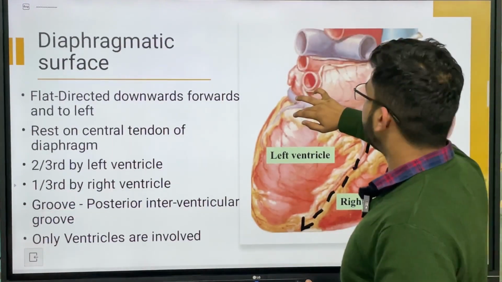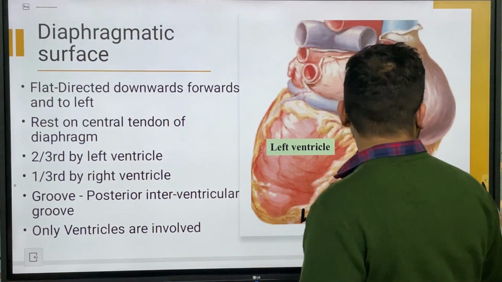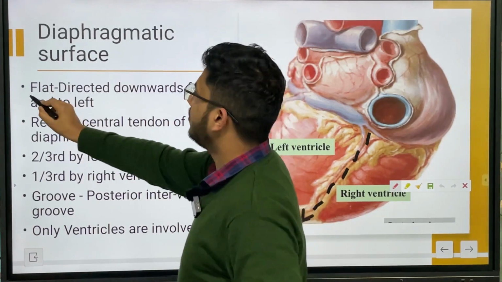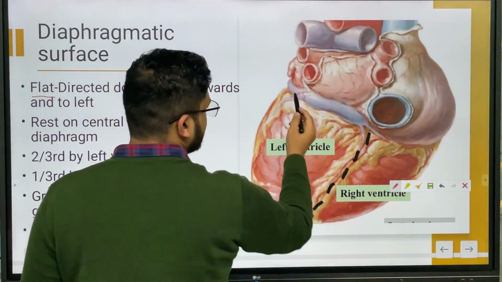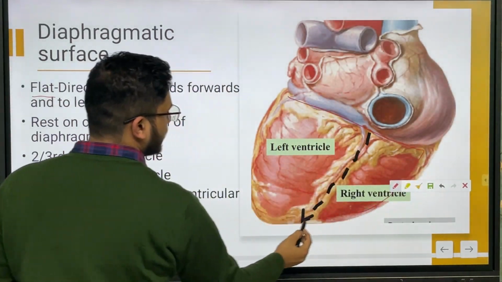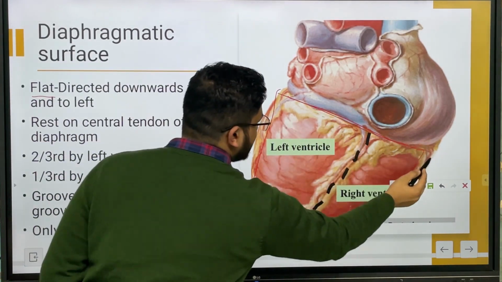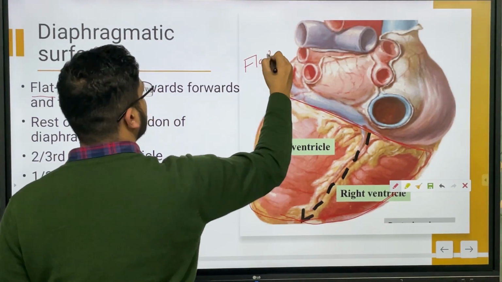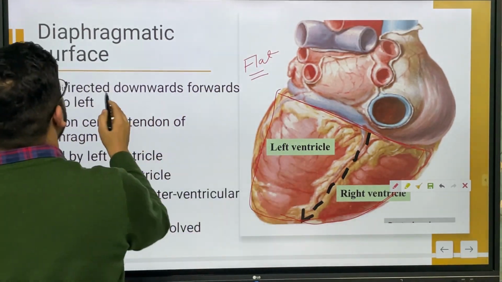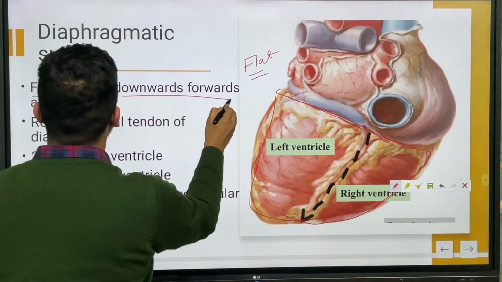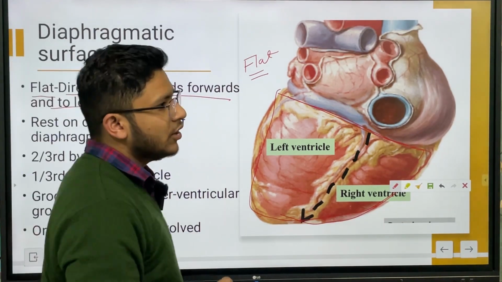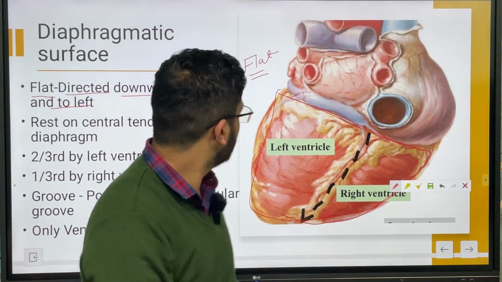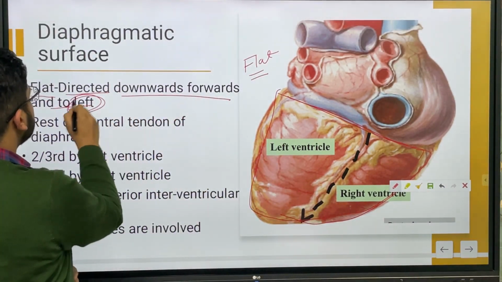Next surface, that's the diaphragmatic surface. The diaphragmatic surface, first of all, is flat. This complete surface is the diaphragmatic surface and it is flat. It is directed downwards, forward and to the left. Your heart is present in this manner, which is directed towards the left side.